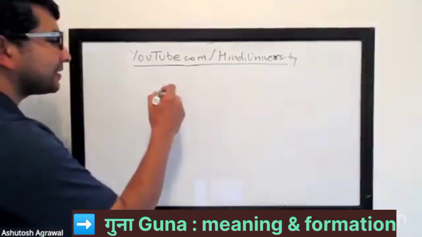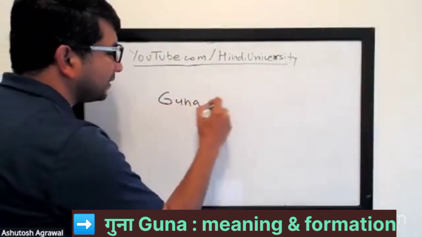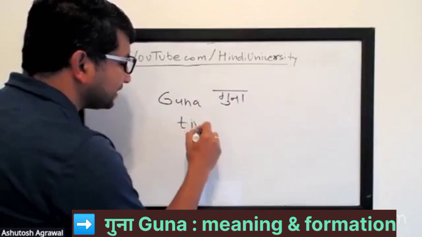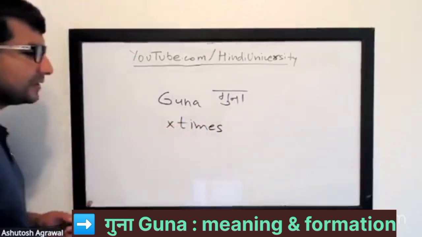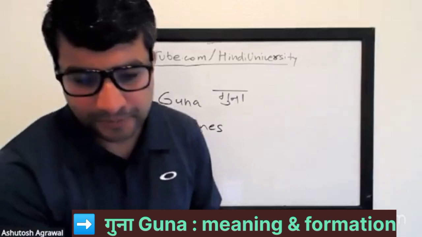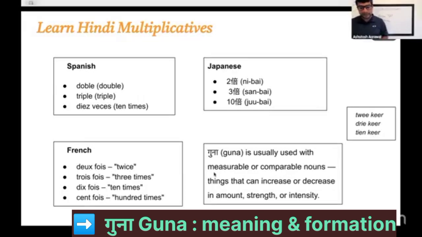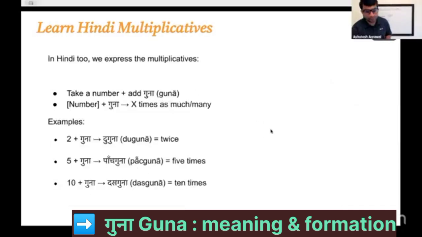So we have this suffix called Guna, spelled with a K, U, and then Na, which is basically nothing but times, right? And I'm going to share it again. You can use Guna for any measurable and comparable nouns that increase or decrease in amount, strength, or intensity. Throughout the class, you will see multiple examples of that. Let's keep going and strengthen the concept of Guna.